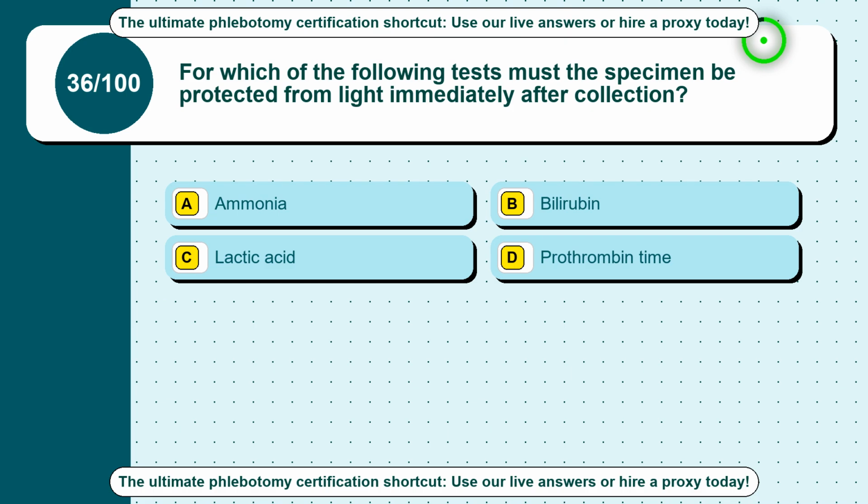Question 36. For which of the following tests must the specimen be protected from light immediately after collection? Option A, ammonia.